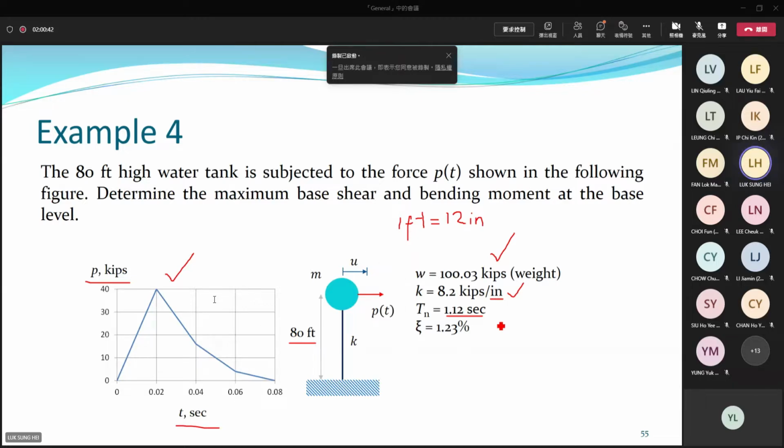Theoretically, you can calculate the period yourself because you know the weight, you know the stiffness, you know M and K. But here, for demonstration, I directly give the period. Damping ratio, 1.23%. So in this question, you are asked to find out the maximum base shear and maximum bending moment at the base level.